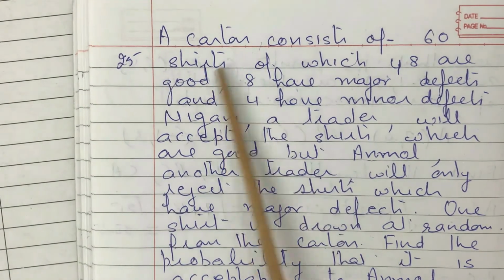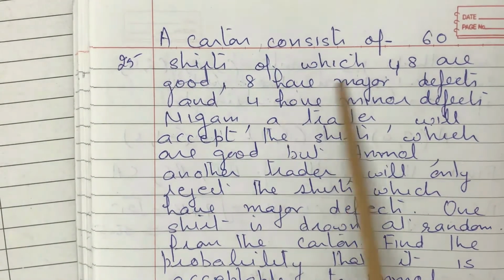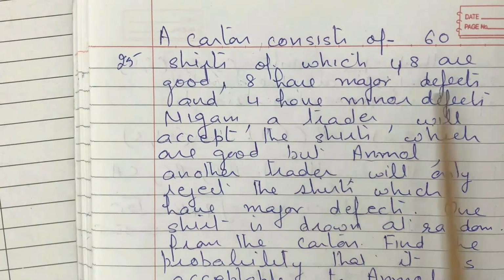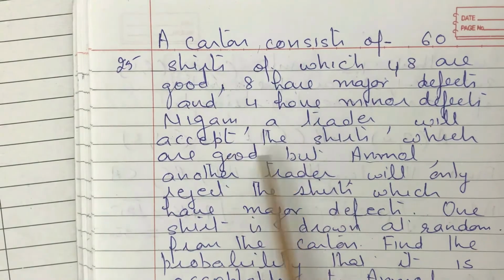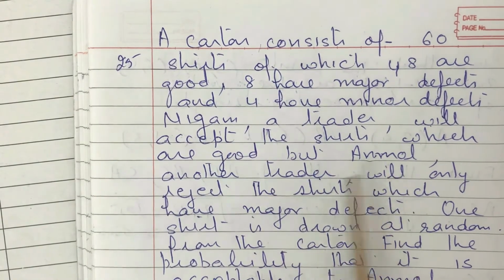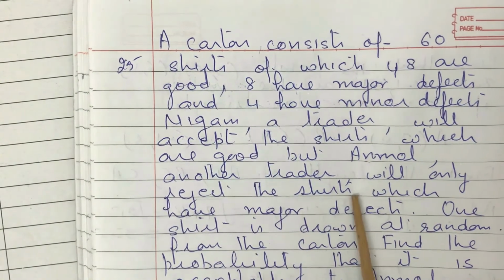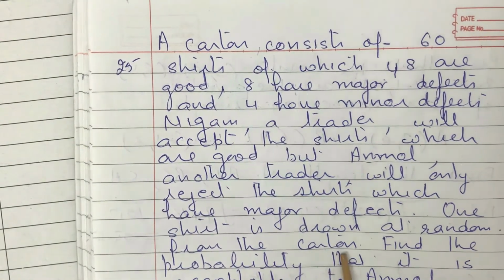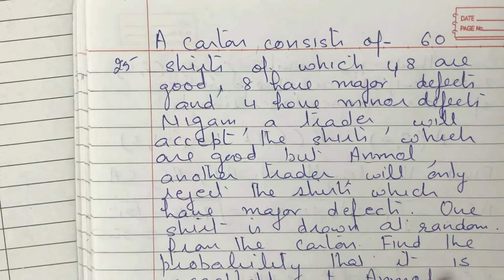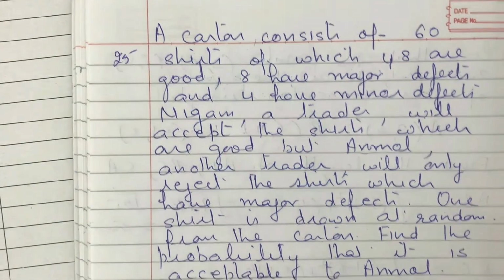25th question. A carton consists of 60 shirts of which 48 are good, 8 have major defects and 4 have minor defects. Nigam, a trader, will accept the shirts which are good, but Anmol, another trader, will only reject the shirts which have major defects. One shirt is drawn at random from the carton. Find the probability that it is acceptable to Anmol.